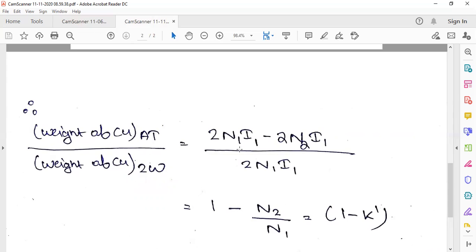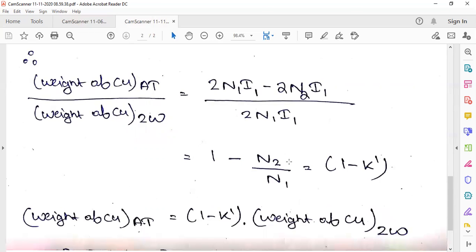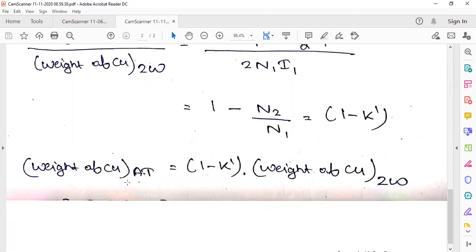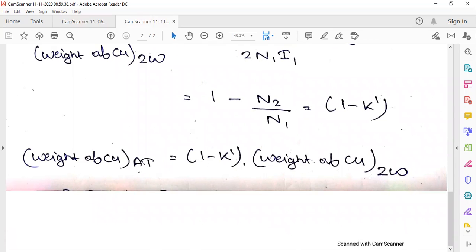Again resubstituting, we get 1 minus N2 by N1, which is equal to 1 minus K dash. So weight of the copper in the autotransformer is equal to 1 minus K dash into weight of the copper in the two windings. Two winding is our single phase transformer. So this derivation is very, very important.